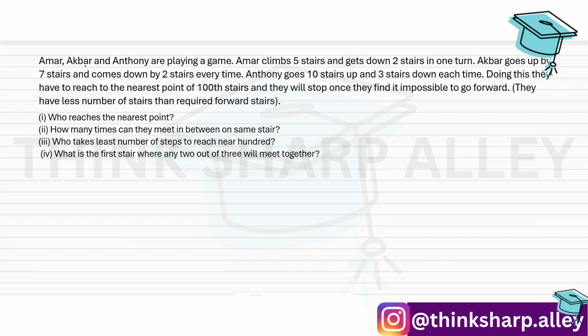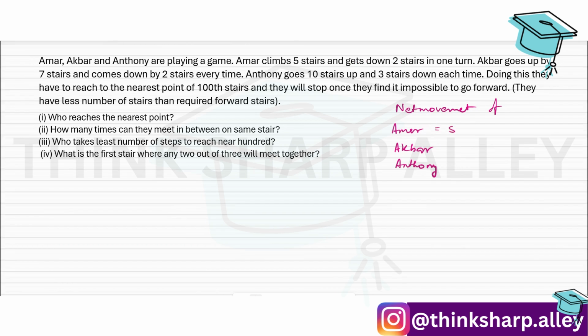Now, the question says that Amar, Akbar, and Anthony are playing a game. Amar climbs 5 stairs and gets down 2 stairs in one turn. That means if I see the net movement, Amar goes 5 stairs forward and then down 2 stairs, so his net movement is 5 minus 2, which is 3. Akbar goes up by 7 stairs and comes down by 2 stairs, so 7 minus 2, which is 5. And Anthony goes 10 stairs up and 3 stairs down, so 10 minus 3, 7 stairs up is the net movement.